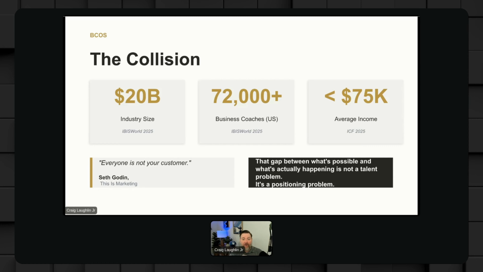Seth Godin, you probably know Seth Godin, said it as simply as anyone ever has. Everyone is not your customer. And yet that's exactly how most coaches position themselves. They try to serve everyone, which means they resonate with who? No one. And the question I keep coming back to, the one that drives everything we do inside the BCOS system, is why? Why is that gap that wide? Why are talented, experienced people struggling to build a sustainable practice in a market that is actively looking for them? And the answer almost every single time starts right here in step one. It starts with the niche decision. And most coaches are getting it wrong in ways they can't even see until somebody shows them. So I'm going to show you.